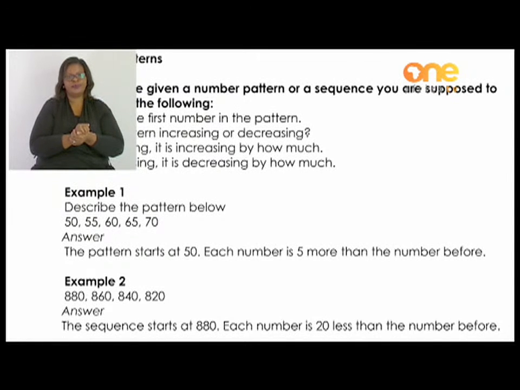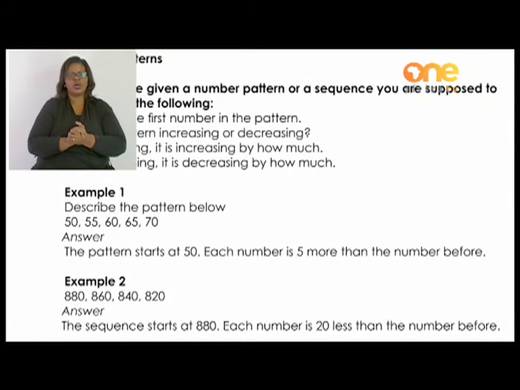Then, if you are starting at 50 and going to 55, it means we are going up. So we are supposed to see we are going up by how many? So we are going to say 60 minus 55, we get 5. So it means each term we are going to have is having 5 more than the previous one. That is why we end up having 60, 65, 70. Our pattern is going up. Let us go to the second example.